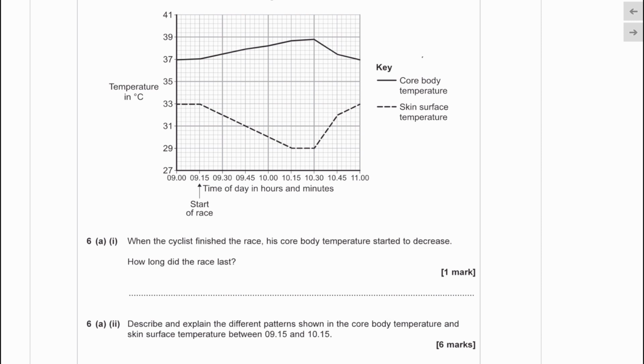We are asked, when the cyclist finished the race, his core body temperature started to decrease. So how long did the race last? So let's have a look at when the core body temperature starts to decrease, and that will be this point here. All right, and that corresponds to 10:30, right? So that's the time of day, so that's 10:30 a.m. Right, now, when did the race start? Well, we've got an arrow here pointing at 9:15, and so all we need to do is, well, what's the difference between 10:30 and 9:15? Well, that is 1 hour and 15 minutes, right? And that is the length of the race, and that is fine for the first part.